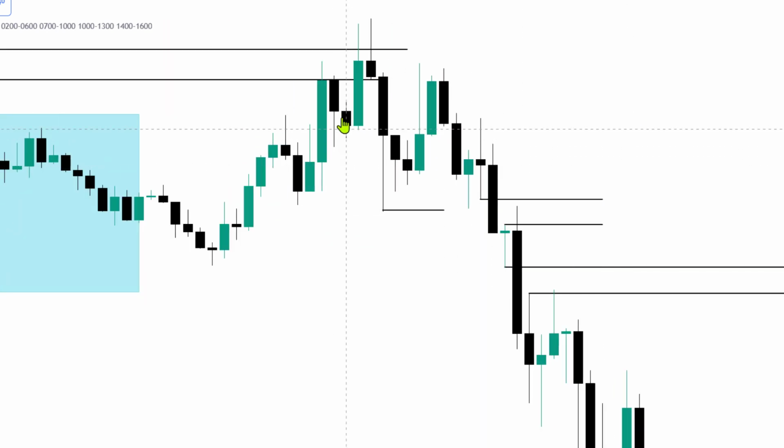A lot of you are going to say this is shift of structure and you're going to take a sell around here. That's wrong. This is not shift of structure. The only shift of structure I see here was at the time the body of the candle here traded below that last structural low. Then we have a shift of market structure bearish.